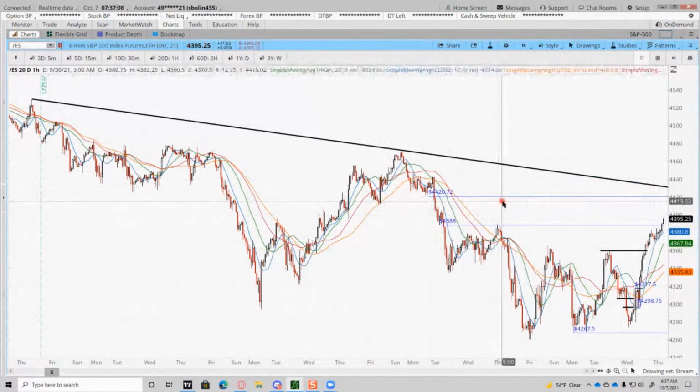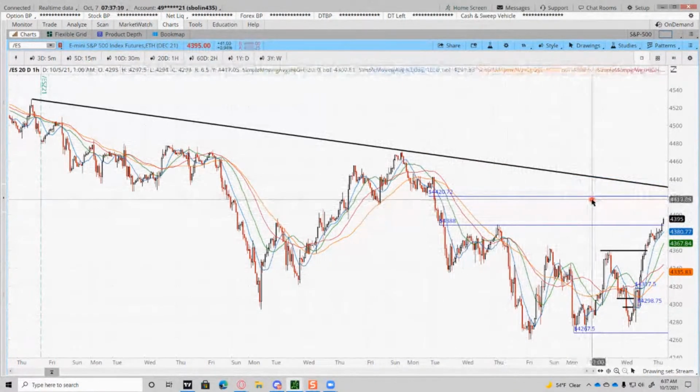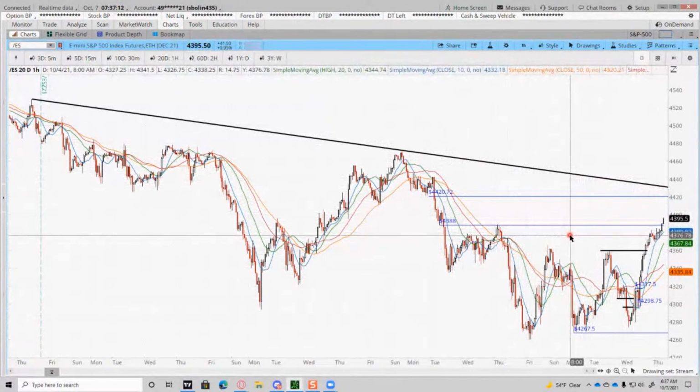So that would be 44.20. In between 44.20 and our current location is 44.11. That's a COG, a cog line, the center of gravity. It is drawing price to it. When price gets to it, we expect it to stay there. It is gravitated to that point.